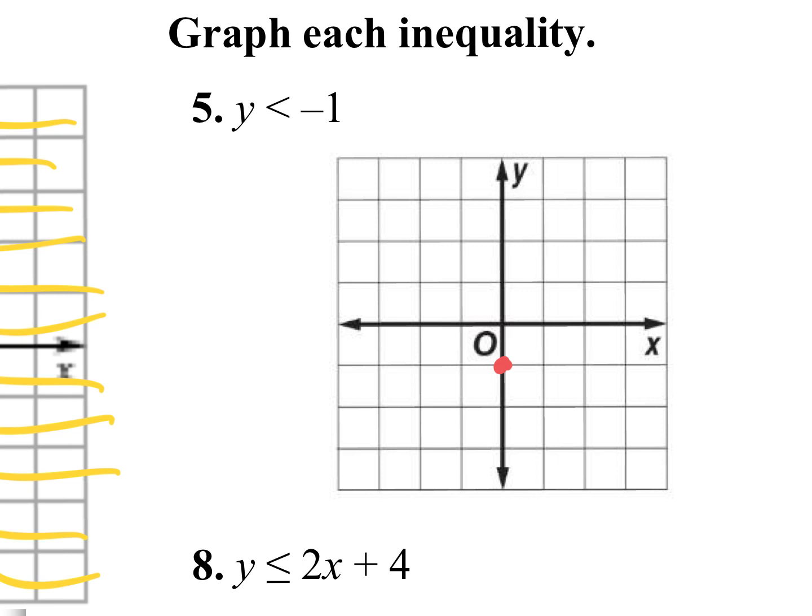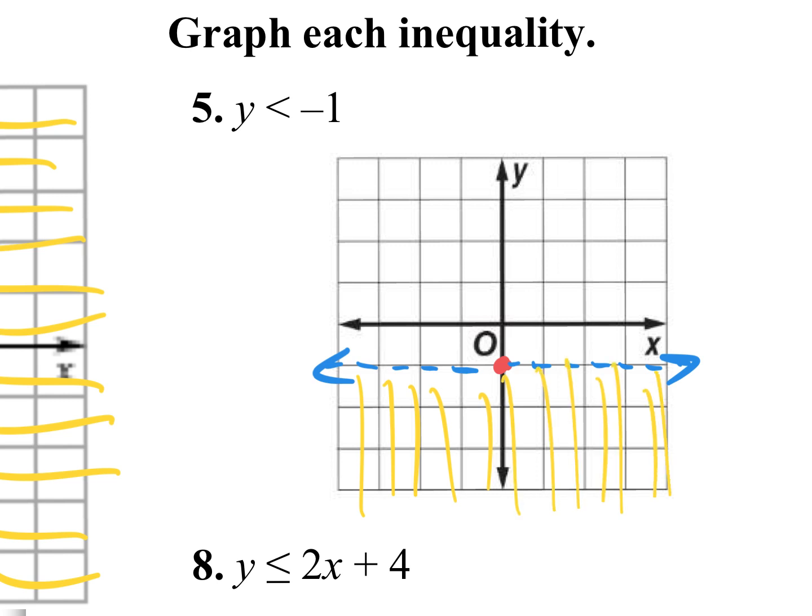But before drawing it, is it going to be a solid line or a dotted line? Dotted line. So do a horizontal dotted line right through it. Put some arrows on it, and then you got to shade either above or below. What do you say? Less than is below on the y. So shade below. And there's your answer to that one.